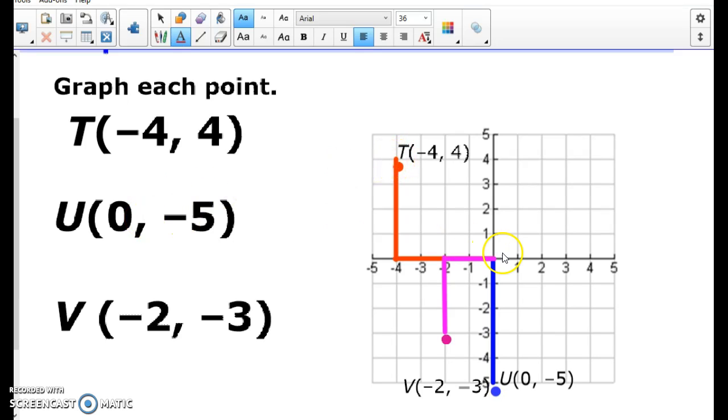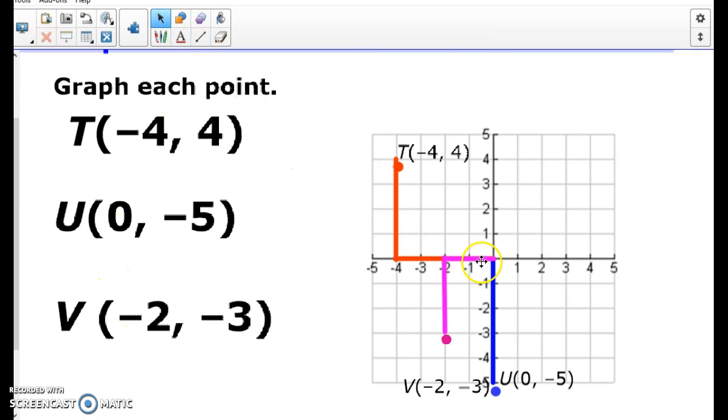(0, -5) means I'm going to go left or right 0, so I'm going to stay there at the origin, and then go down 5, so I should have a dot right there. And then dot V, so it's (-2, -3), so I'm going to go left 2, down 3, so I should have a dot right there.